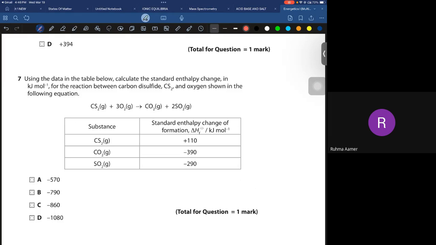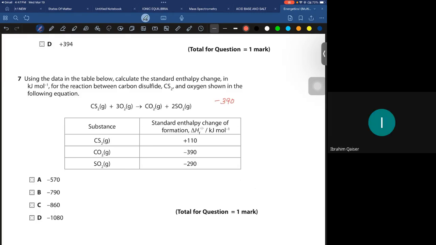Question 7. This is the formation question. I'm going to do this directly because this is your MCQ. The examiner would not be looking at how you did this question, by the Hess cycle, by drawing the cycle, or directly. I'm going to do this directly. That is the product minus reactant.